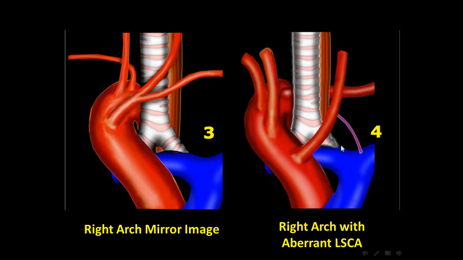The aberrant left subclavian artery, actually the left subclavian artery is this one, this horizontal one. This is the left common carotid. So it's the left subclavian, and then the right subclavian, the right common carotid, and left common carotid.